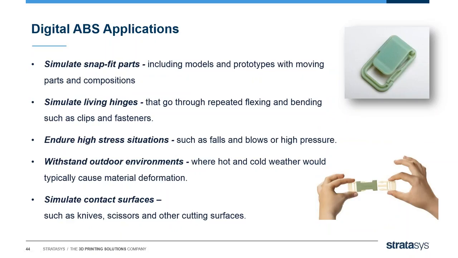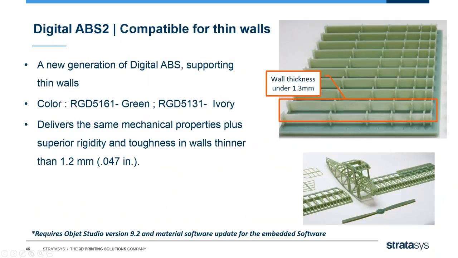Digital ABS applications. The major one is to simulate snap-fit parts, including models and prototypes with moving parts and compositions. Simulation of living hinges is possible for clips and fasteners, or parts for high stress situations such as falls and blows or high pressure. It withstands outdoor environments for a while, so hot and cold weather is okay. And of course, it simulates contact surfaces like knives, scissors, and other cutting surfaces.